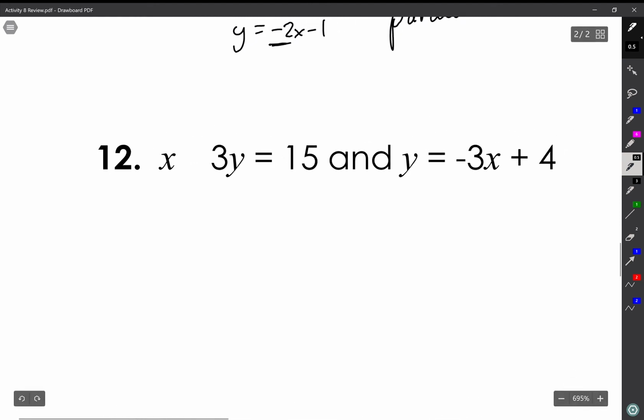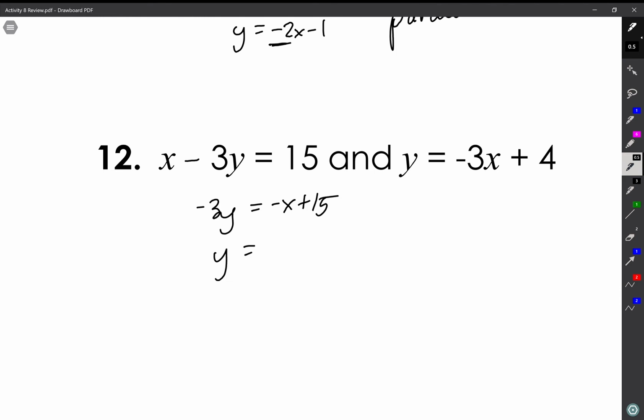All right, so we're going to make this a minus as well. So x minus 3y is equal to 15. We want to subtract the x over, we get negative 3y is equal to negative x plus 15. Divide both sides by negative 3 to get that y is equal to negative 1 over negative 3, so that'll be just 1/3 because those negatives cancel out. And then divide 15 by negative 3 to get a negative 5.